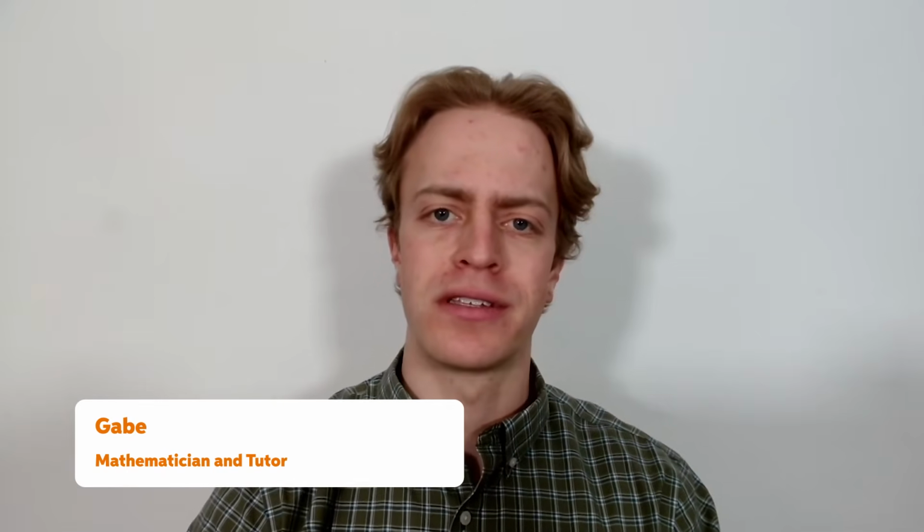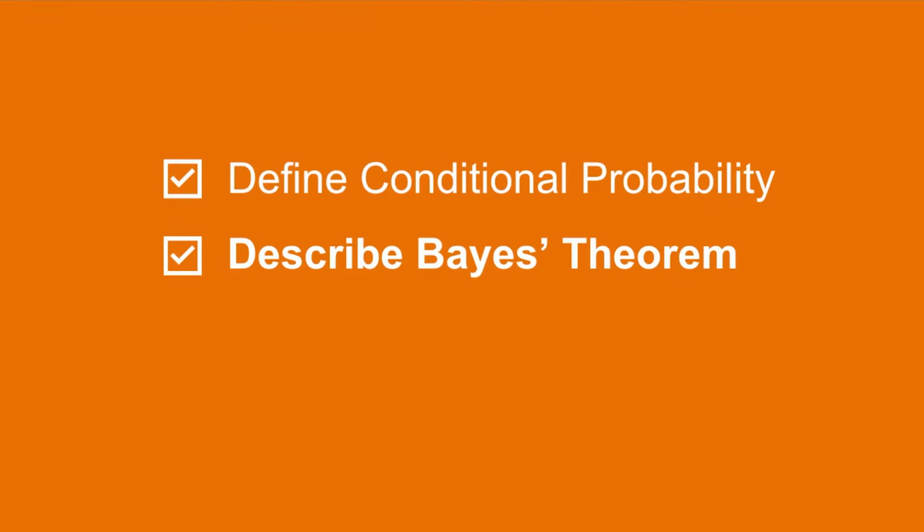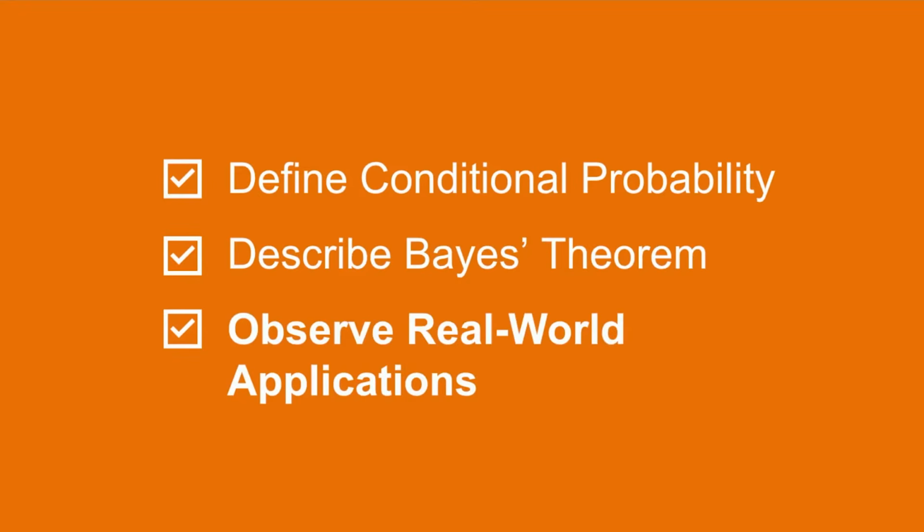I'm a mathematician and a tutor, and I'm excited to dive into some statistics with you. Today we are going to introduce the concept of conditional probability and one of its most important results, Bayes' theorem. This video will start by introducing the concept of and the formulas for conditional probability. Then we will see how conditional probability leads us to Bayes' theorem. Finally, we will see Bayes' theorem and conditional probability in action in an example.